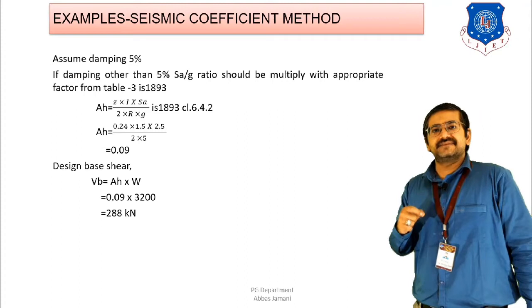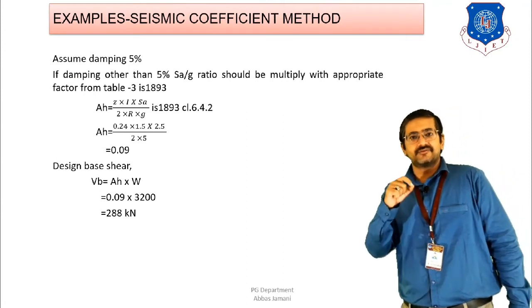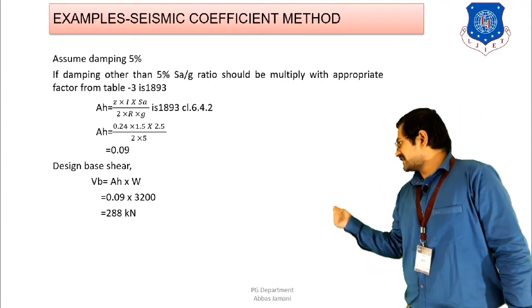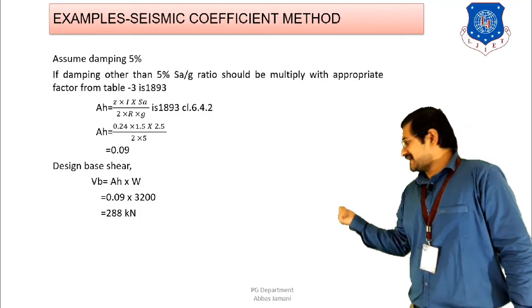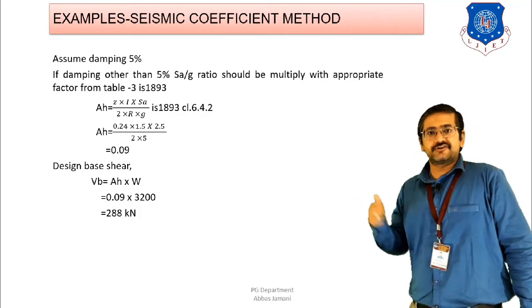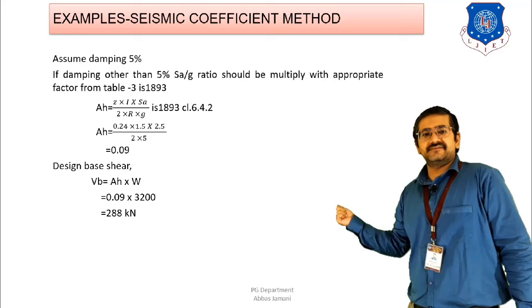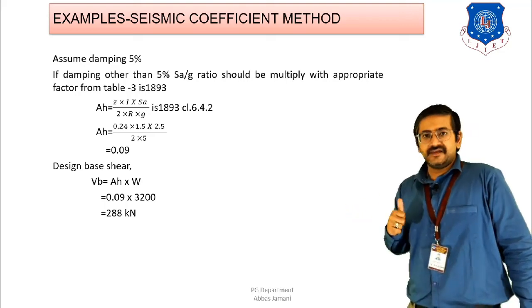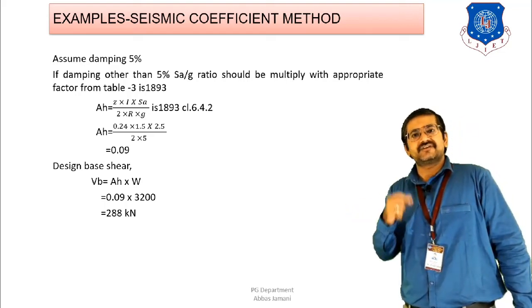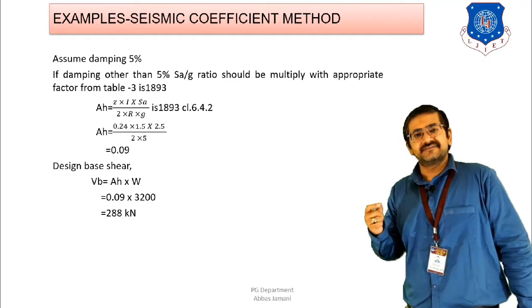Right? So that means basically we have all the parameters: Z equal to 0.24, I equal to 1.5, Sa by g equal to 2.5, and R equal to 5. So when I substitute all these values, the value of Ah will be equal to 0.09. If I convert this value of 0.09 into percentage, it becomes 9%.